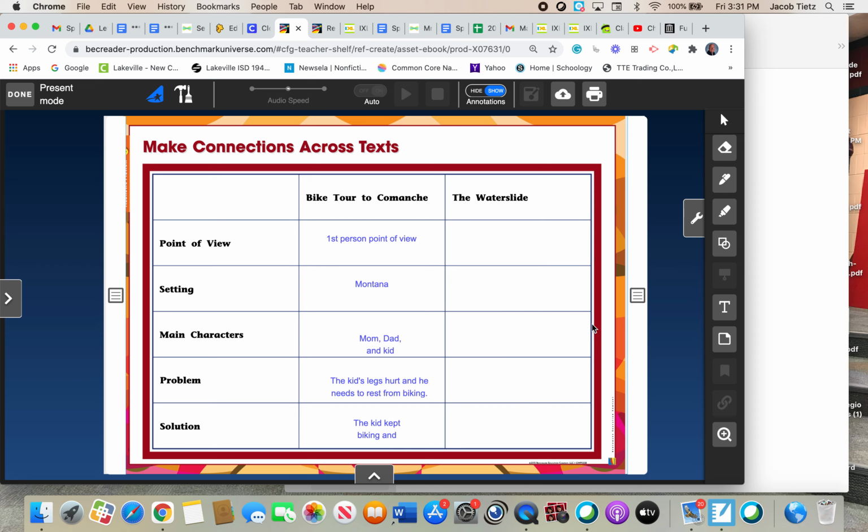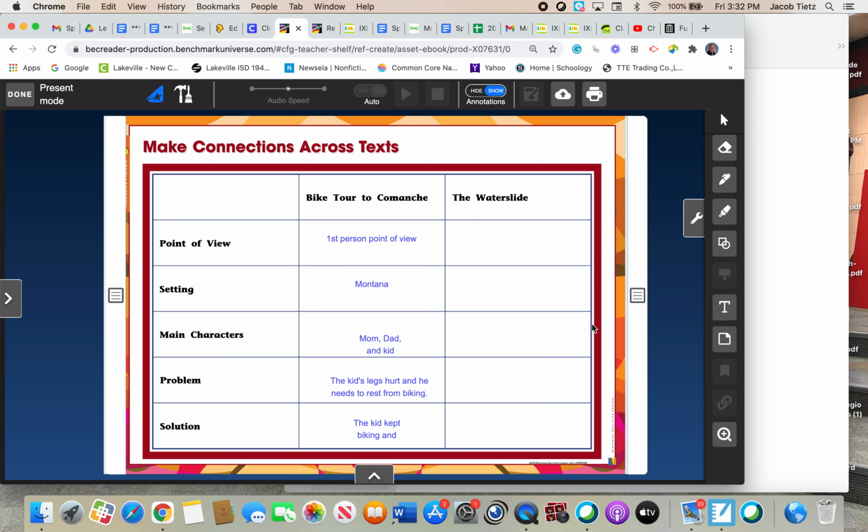So again, point of view, first person. The setting is Montana. It's authentic. It's real. The main characters are mom, dad, and the kid. And the problem is that the kid's legs hurt and he needs to rest from biking. And then the solution is he just toughed it out, which was probably really rewarding for him. And they got to eat a lunch, which he said was delicious, even though it was only a turkey sandwich.